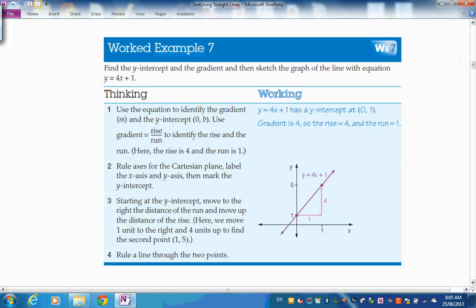Here's worked example 7 from Pearson's, and we're going to work with this up here. Are you up there with me? y equals 4x plus 1. And first of all, what are we going to do? y equals 4x plus 1 has a y-intercept of (0, 1), that number there, and we're going to look at that in a bit more detail in a minute.